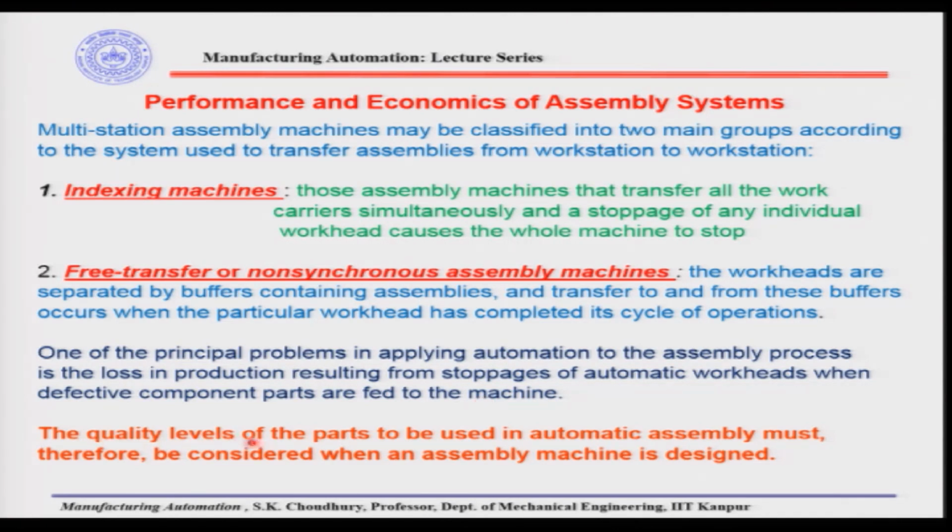Now, the quality level of the parts to be used in automatic assembly must therefore be considered when an assembly machine is designed, meaning that the quality level of the parts going to the sub assembly or the assembly should be high enough so that the machine does not stop or the workhead does not stop. This is the idea here.